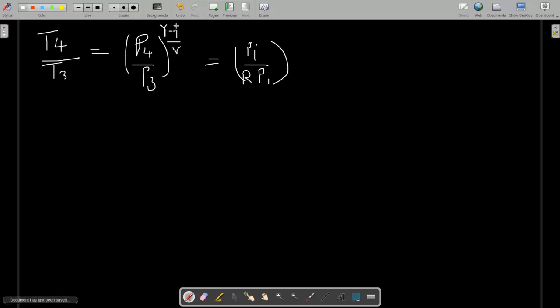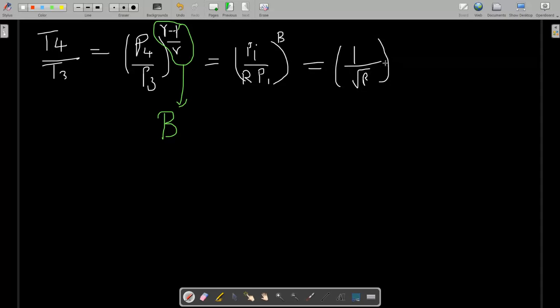So we will use this term in the following steps very much. It will be very hectic to write gamma minus 1 upon gamma every time, so I'm giving the name capital B. Okay, so Pi by R times Pi power B. So Pi is what? Under root R into P1. So it will be 1 upon under root R power B.